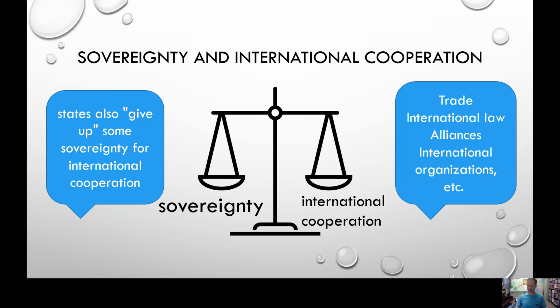But we also have international law, so states must follow international law in the same way as citizens must follow law. We also have alliances, international organizations. There are many, many examples of international cooperation.